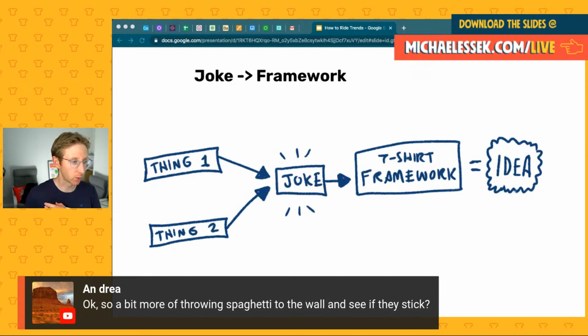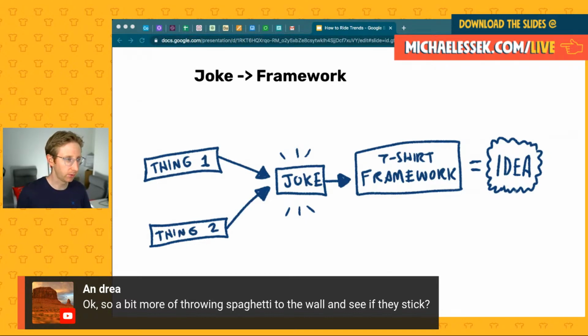Andrew also says, okay, so a bit more throwing spaghetti to the wall and see if they stick. Absolutely, that is what the whole thing is about. It's the 80-20 rule. We know a lot of this is not going to work off the bat, but we know that sometimes it does. Sometimes these trends, when you're seeing the trickles, when you're seeing things begin to happen, that could be an indication that something's going to blow up and be massive. It could also be an indication that something's about to fizzle out and die off.